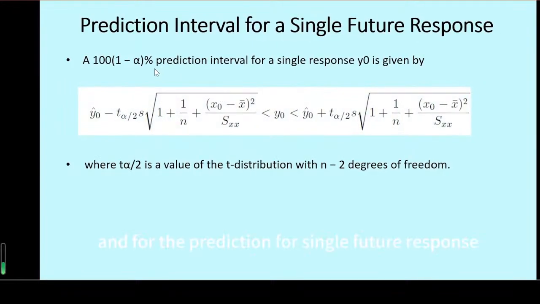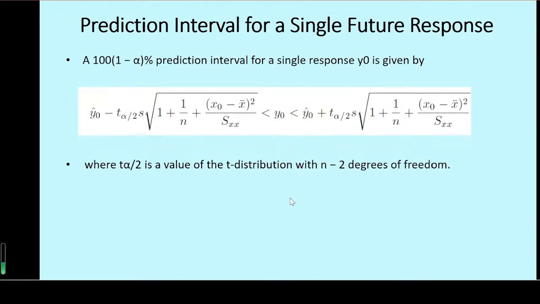And for the prediction of a single future response, the point estimate is the same, y hat, but we have to add more randomness. So here will be 1 in addition to this term in the variance part. So this prediction interval is wider than the interval for the mean value of y given x.